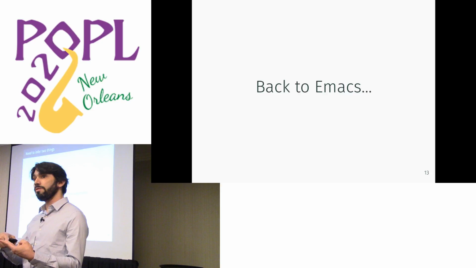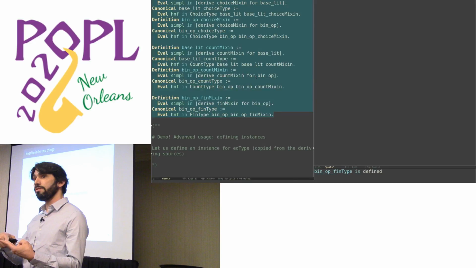So I'm about to wrap up. I would like to finish by giving a little demo of how you might make more advanced usage of deriving by writing your own generic instances. Go back to Emacs here. Okay. So I'll show you how we can derive instances for EqType, but the pattern is pretty much the same for many other instances that you might want to define yourself.